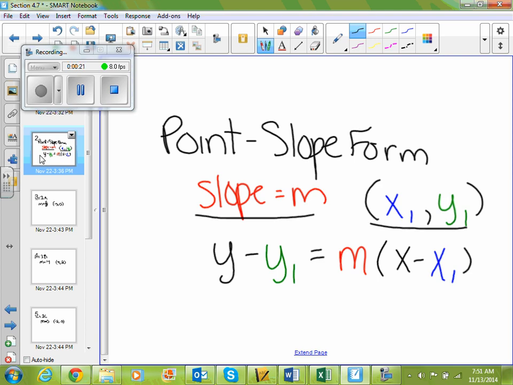Okay, so point-slope form of a line is y minus your y1 value, which comes from your ordered pair, equals m, which is the letter we use to represent slope, times x minus your x1 value, and x1 also comes from your ordered pair. So since it's made up of a point and a slope, we call it point-slope form.